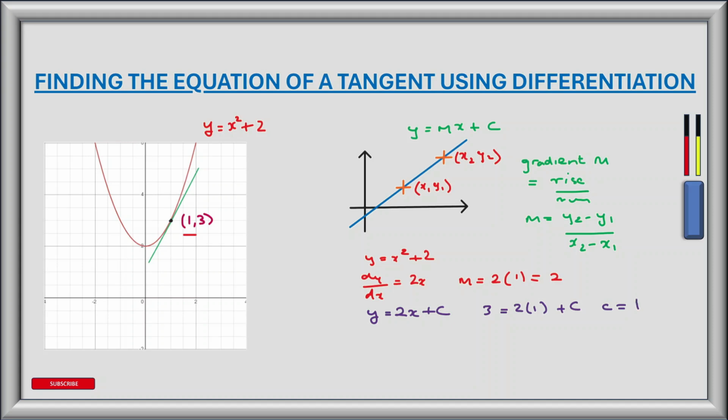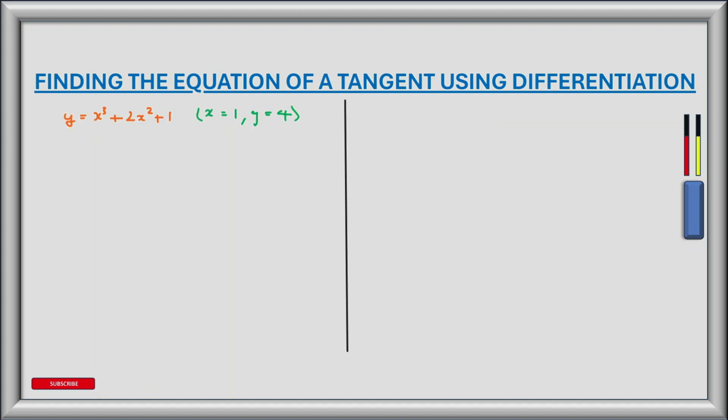Substituting this value of c back into our equation of y is equal to 2x plus c, we have y equals 2x plus 1. And this now gives us the equation of the tangent to the curve of y is equal to x squared plus 2 at the point 1, 3. So now let's take a look at another example.